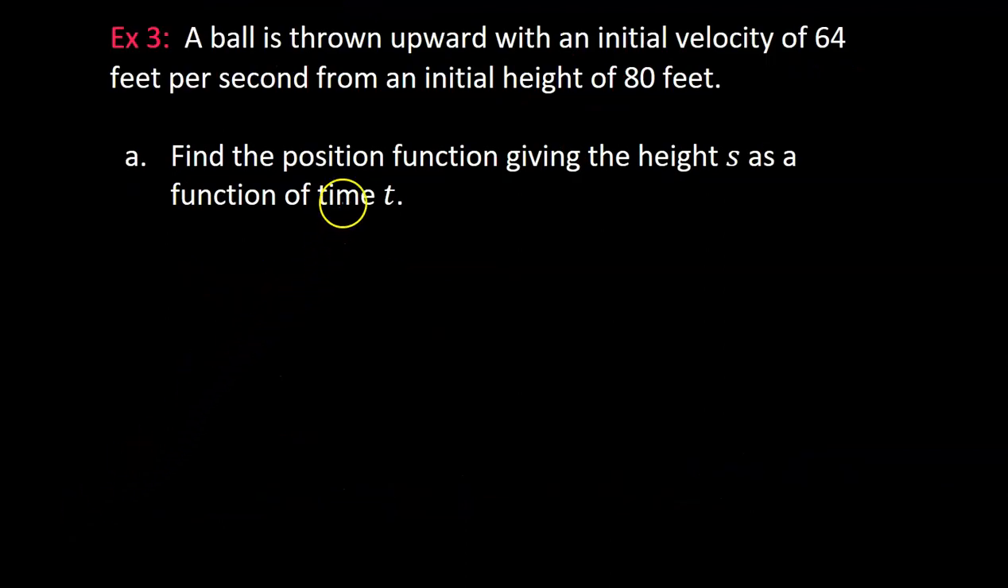Let's apply the concept of initial conditions to solve a real-world problem. See if you can hear the initial conditions as I read example 3. A ball is thrown upward with an initial velocity of 64 feet per second from an initial height of 80 feet. First, let's find the position function given the height s as a function of time t.